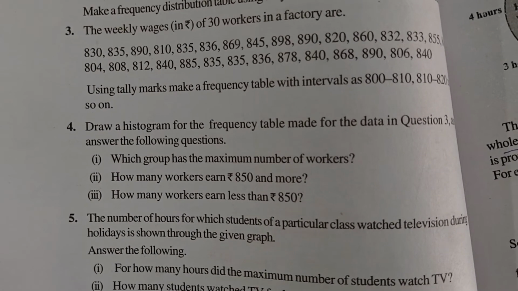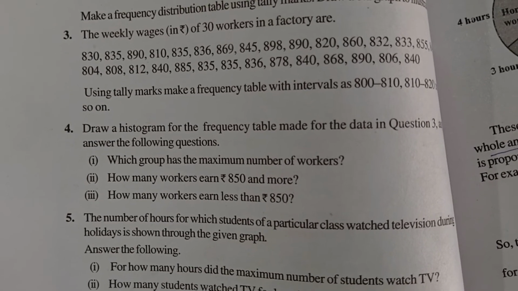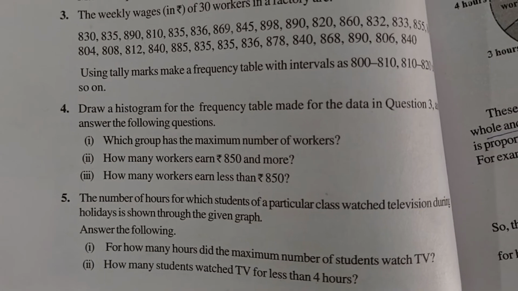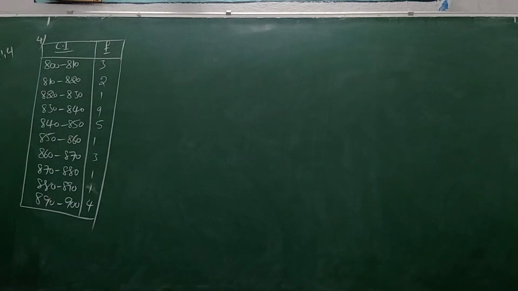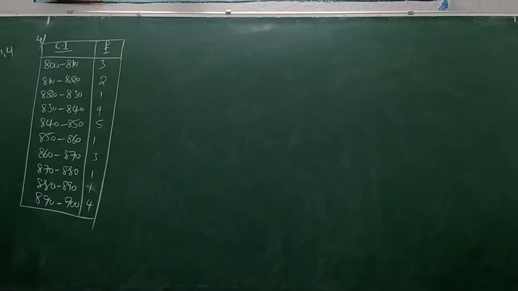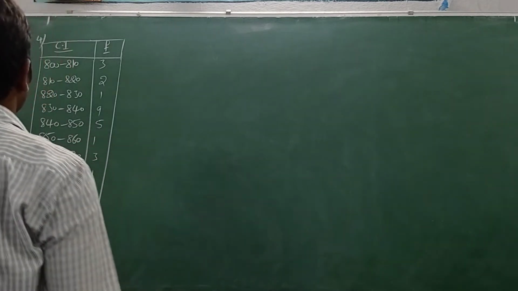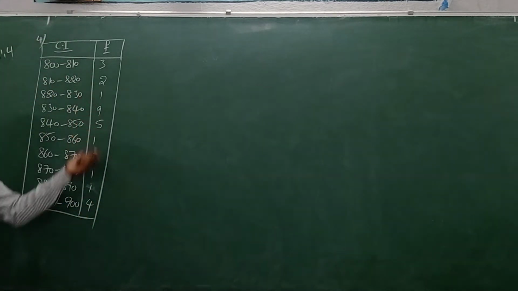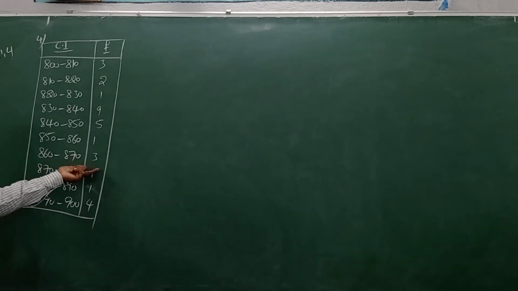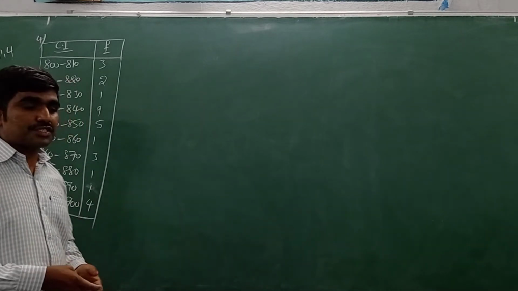So to answer these questions, first we have to draw the histogram, using the third question's groups. Yes, this is the fourth question. In the fourth question they are asking us to use the class intervals and frequencies from the third question to draw the histogram.